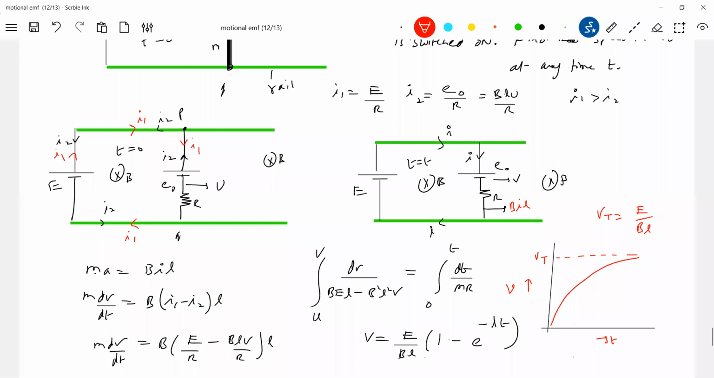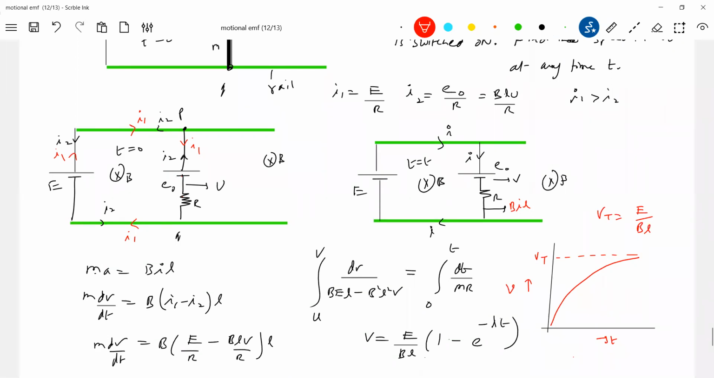So initially what will happen? The energy is supplied by the cell, and it goes into the kinetic energy of the rod plus the work done by the cell. What will happen to it? A part of it is utilized to increase the kinetic energy, and the remaining is used to generate heat across the resistor.